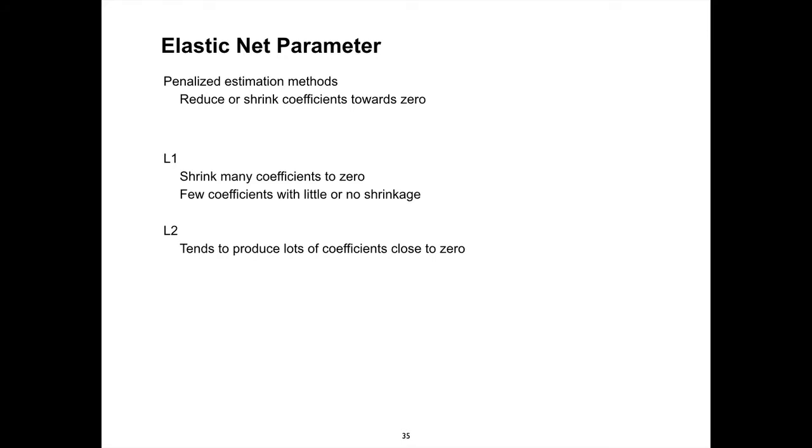So the L1, the goal is try and shrink a lot of coefficients to 0, right? And then you get few coefficients which are non-zero, rather than have a bunch of them are close to 0. So okay, if they're close to 0, just set them to 0. And L2, right, it doesn't do that. So you might get lots of coefficients that are close to 0.